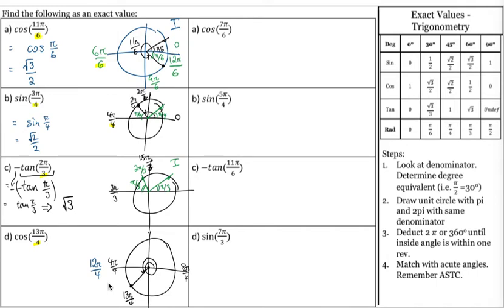We don't care how many revolutions it's done. All we care about is the distance between that ray and that x-axis. In this case here, this is 12π/4, this is 13π/4. The distance is π/4. Now we need to find the reference, so we know it's now π/4, so we can write that out. It's equal to cosine π/4.